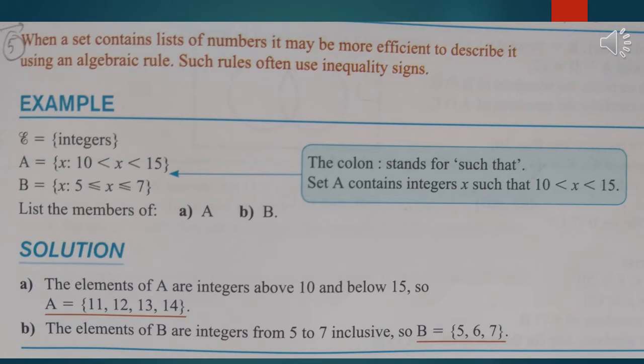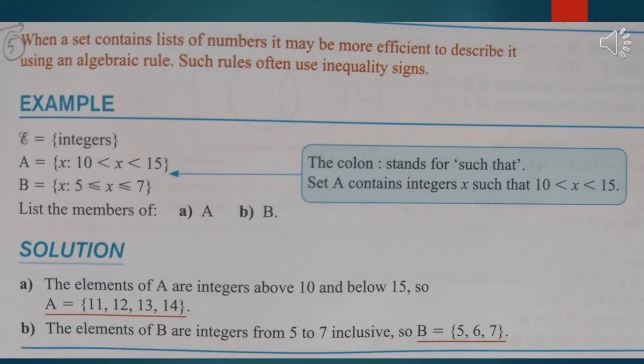For further clarification, we can have an example below. E is known as all the integers, that is, a universal set. A is given as A = {x : x is an integer, 10 < x < 15}. B is also {x : x is an integer, 5 ≤ x ≤ 7}.